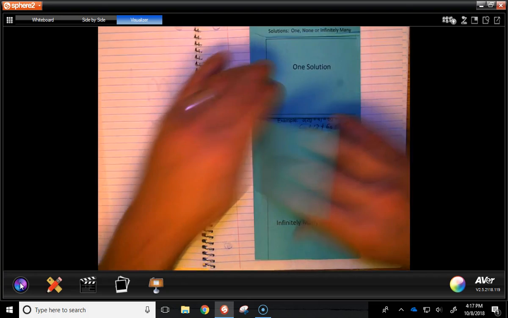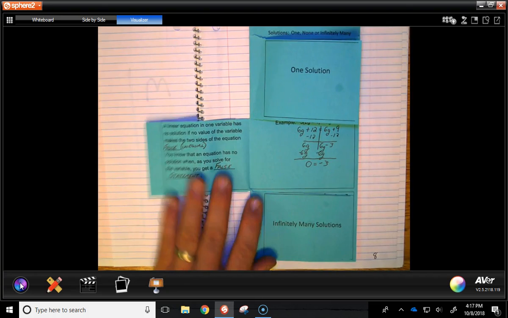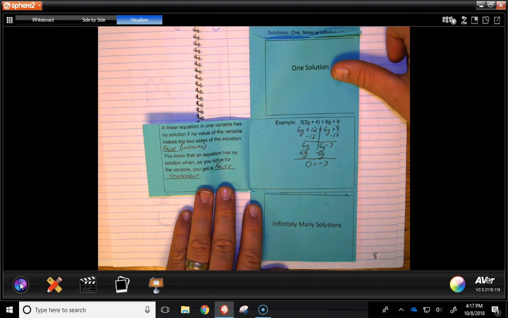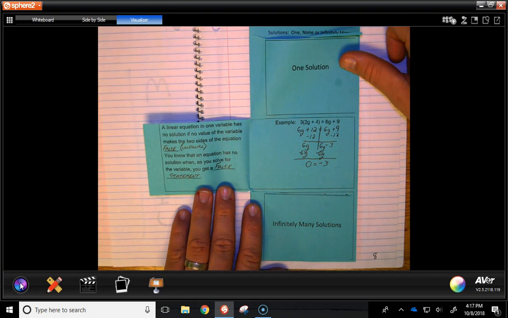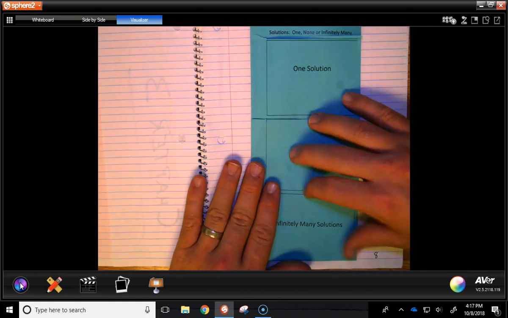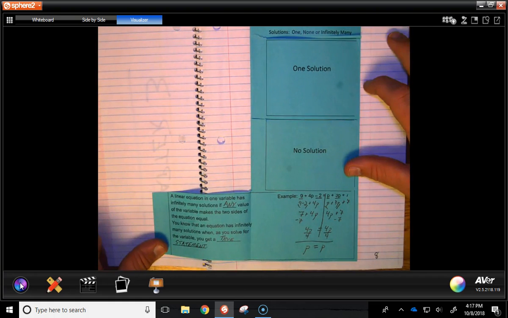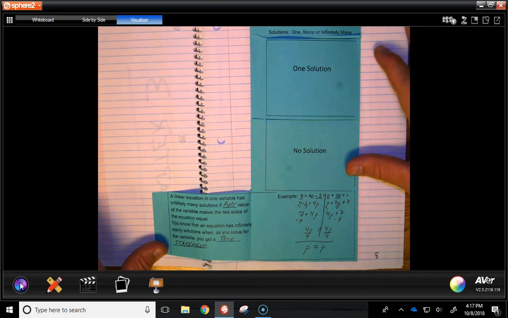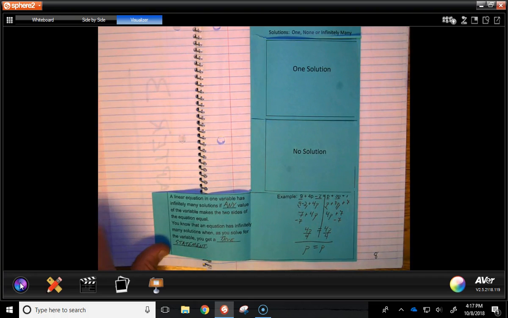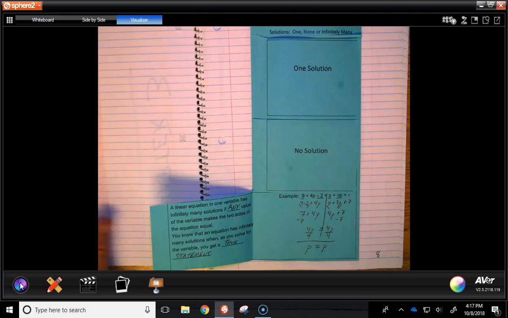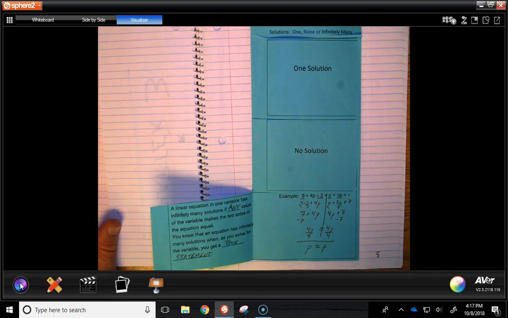No solution is when we get a false statement, such as 0 equals -3. Infinite solution is when we get a true statement. 4p equals 4p, we divided by 4, we got p equals p. If I would have subtracted 4p from each side, we would have got 0 equals 0. True statements, anytime that statement's true. 7 equals 7, 13 equals 13. If we find that in our equation, we can put any value in for the variable.